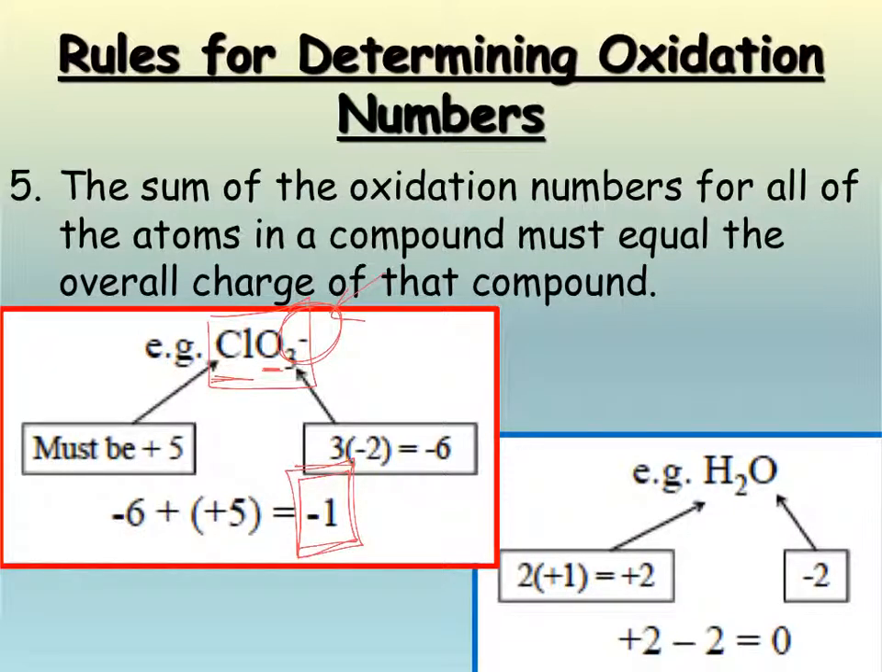Okay, over here we have H2O. H2O is neutral. So that means that the oxidation numbers of the 2 hydrogens and the 1 oxygen must sum to 0, which is neutral.